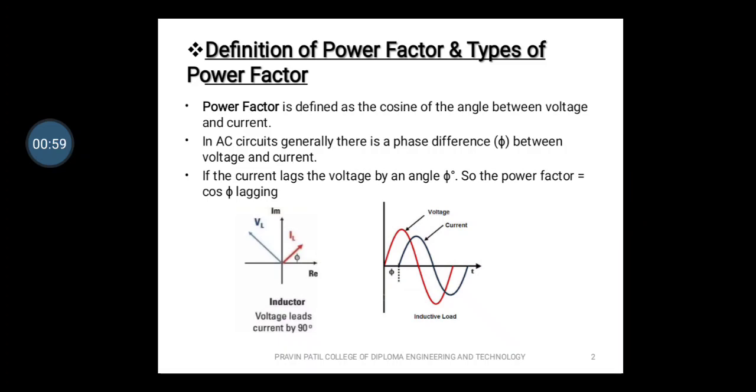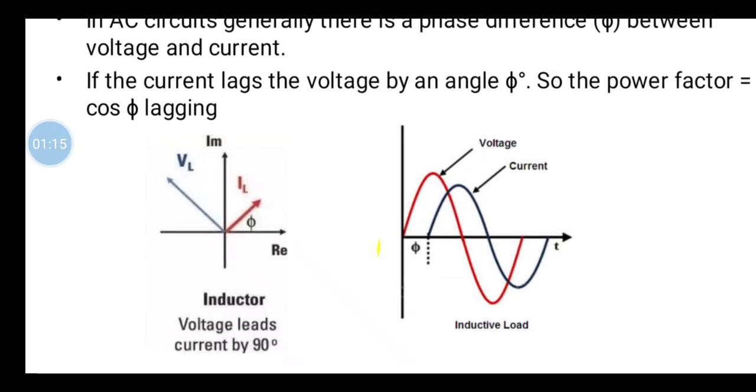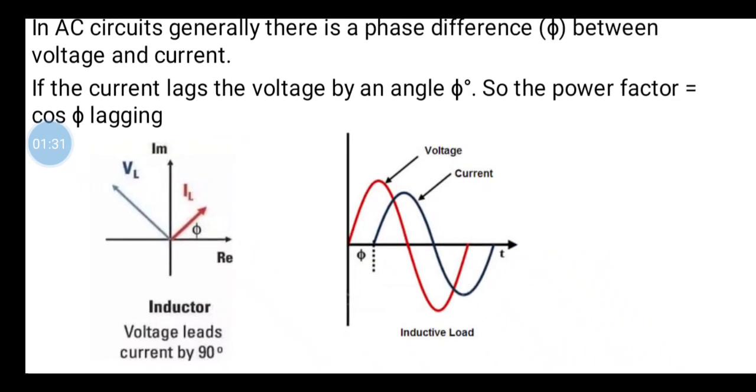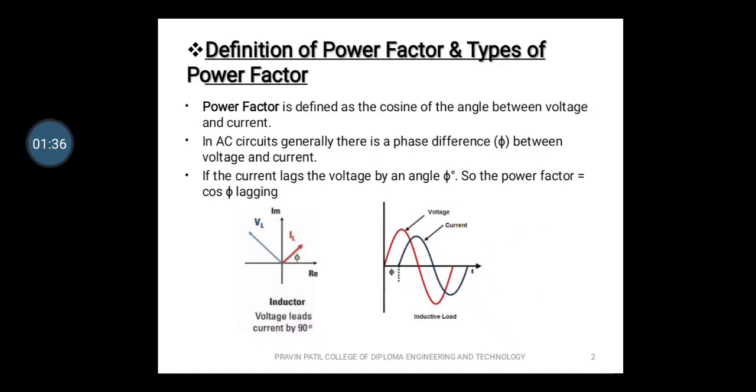Normally, there are basically three types of load: pure inductive load, pure capacitive load, and pure resistive load. Now we are going to study the pure inductive load. In a pure inductive load, the angle between voltage and current is 90 degrees. Voltage leads the current by 90 degrees, or in other words, current lags the voltage by 90 degrees. This is the waveform of voltage and current in an inductive load.